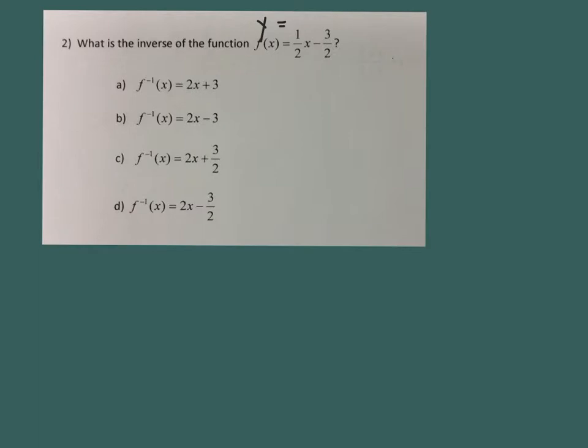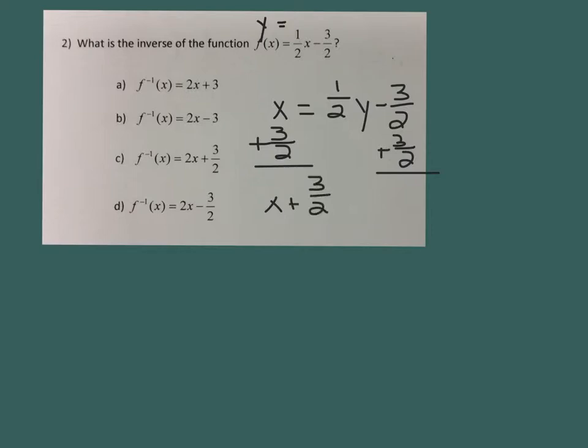So first thing we want to do is switch our y to an x and our x to a y. Okay, so I rewrote this equation exactly like we see it, but I changed this y to an x, and I changed our x to a y. And then we're just going to get y by itself in this equation. So I'm first going to add 3/2 to both sides of the equation. So that would leave me with x plus 3/2 equals 1/2 y.